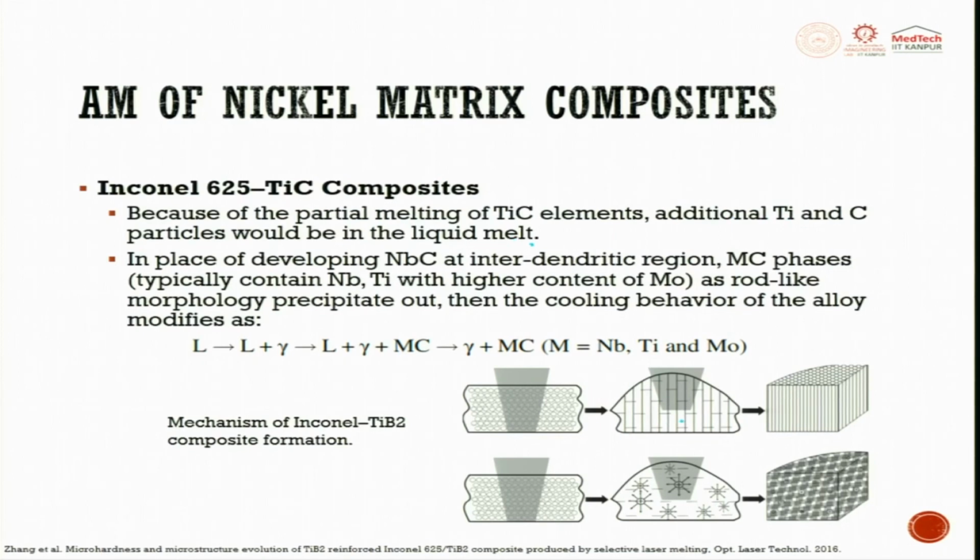In place of developing NbC at the interdendritic region, a metal carbide phase containing Nb, Ti and a higher content of Mo precipitates out with rod-like morphology, and the cooling behavior of the alloy is written like this. So in this chapter we will look at applications of nickel based metal matrix composites using the additive manufacturing process.